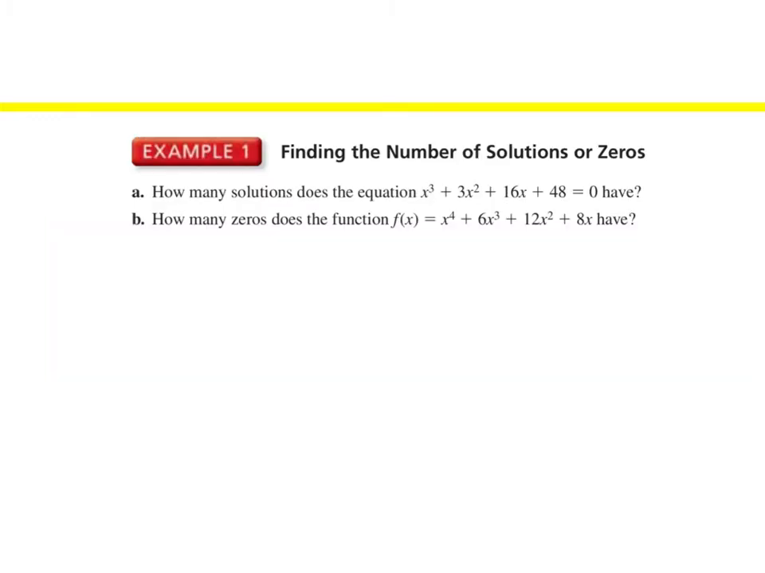So example 1, part A, how many solutions does the equation x cubed plus 3x squared plus 16x plus 48 is equal to 0 have? How many? 3. B, how many zeros does the function f of x is equal to x to the 4th power plus 6x cubed plus 12x squared plus 8x have? 4. So finding the zeros and finding the solutions are the same thing. And all we do is look at our highest degree, and that tells us how many we have.